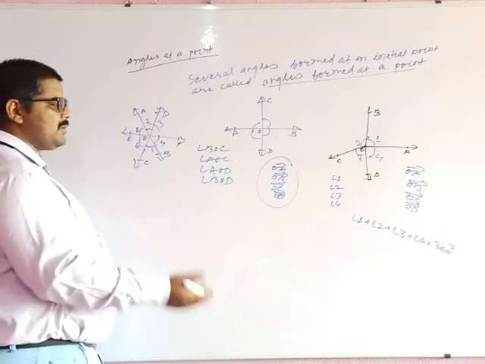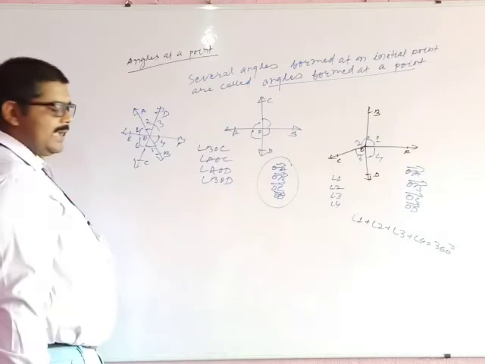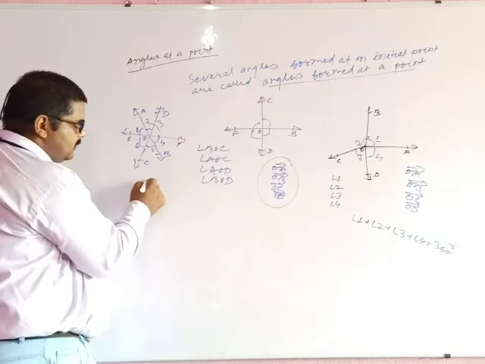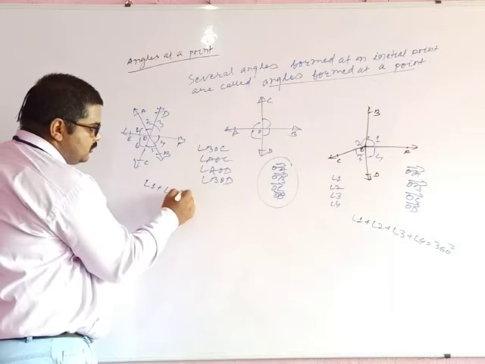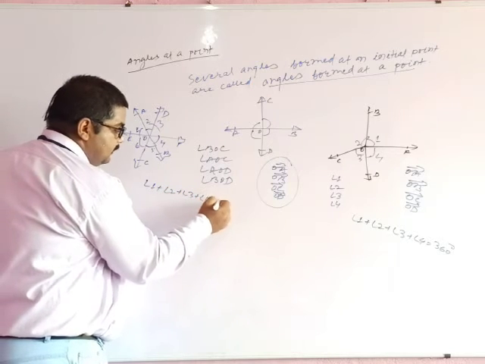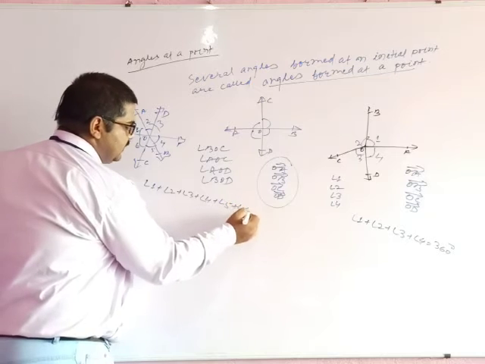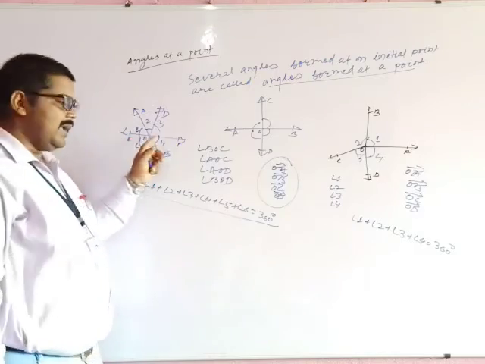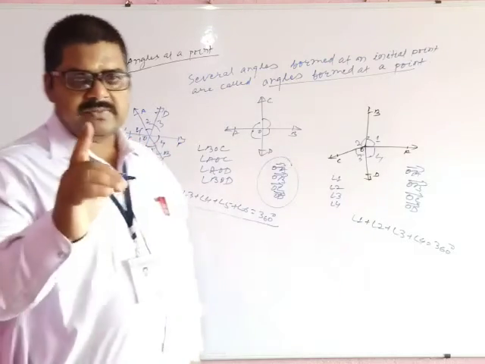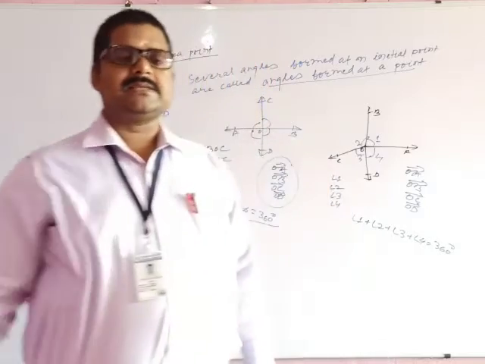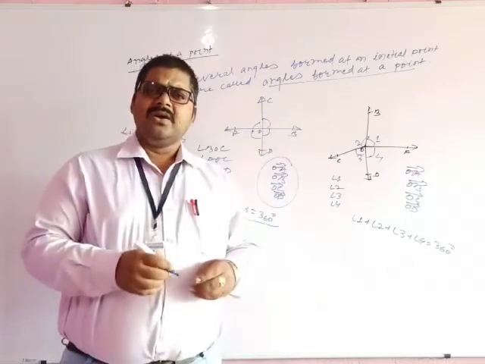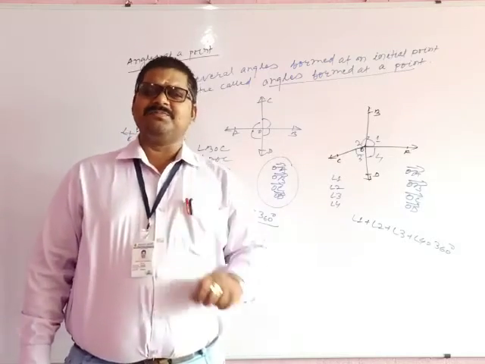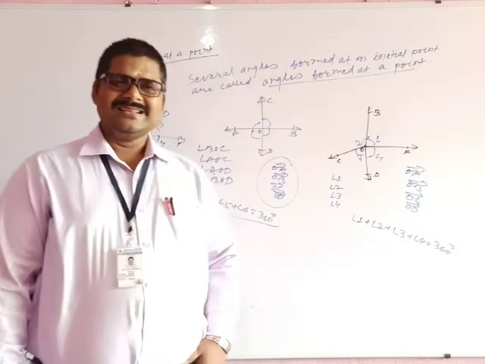Generally O is used, but any point you can take; any naming can be done so easily. And what will be the sum? The sum of angle 1 plus 2 plus 3 plus 4 plus 5 plus 6 is equal to 360 degrees. It is because the angle formed around a point must be equal to 360 degrees. So it doesn't matter how many angles are formed. If they are formed around a point, then the sum should be equal to 360 degrees.